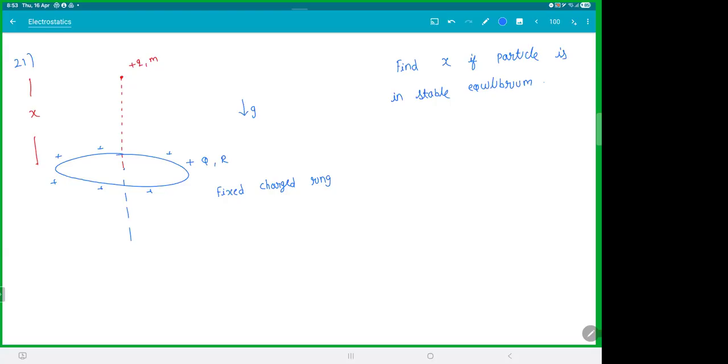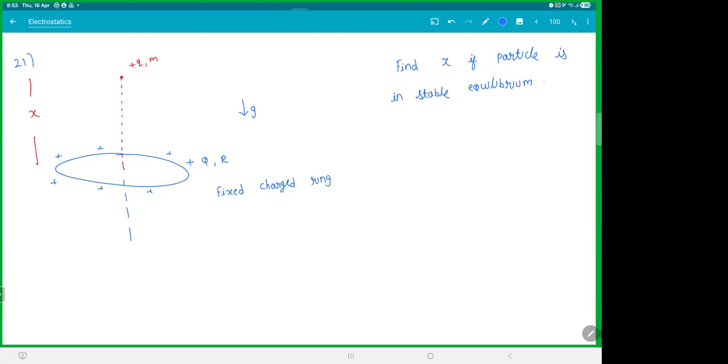How can you get infinity? You're saying there are infinite points I can keep it at rest. Get it straightforward, right? EQ, the repulsion force must be equal to mg. So that is how you get the equilibrium.